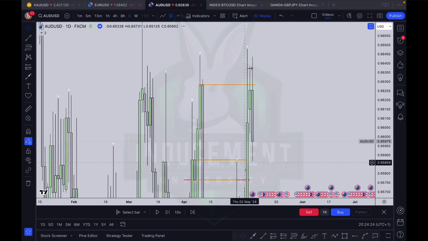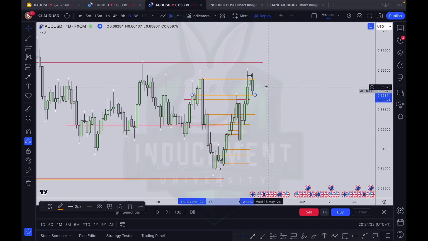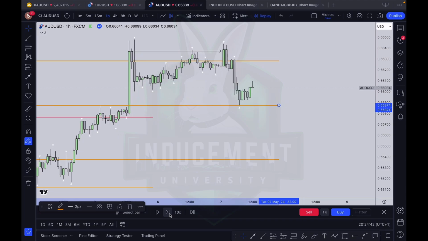And now we go back to the daily, and it's actually tapped into this level here. Okay, so this level got closed through, so this is a flip level. And you can see now we've got quite a few equal highs above here, so price should really come up here. Beg my pardon. So price taps into here.